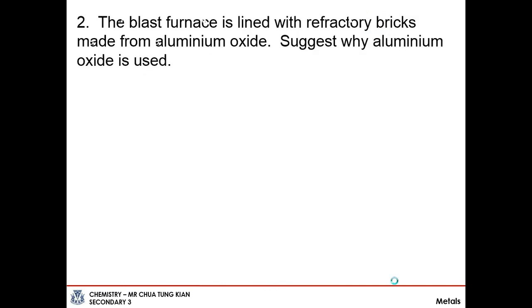The blast furnace is lined with refractory bricks made from aluminium oxide, Al2O3. So explain why Al2O3 is used. Why don't we use something like plastic?